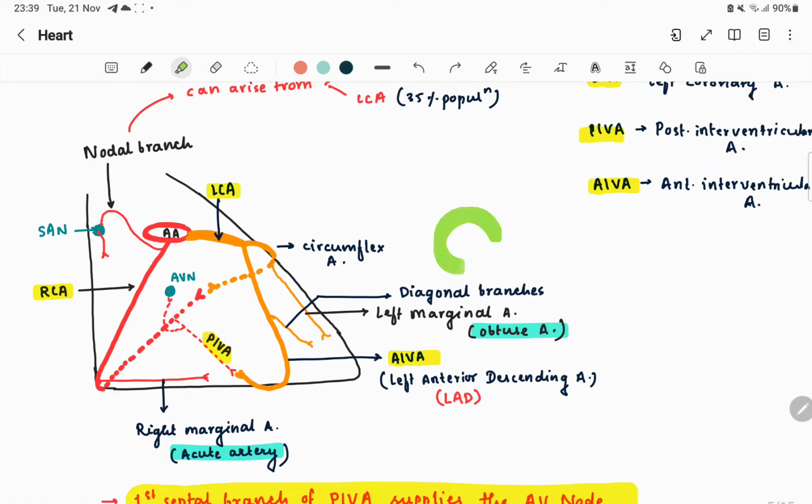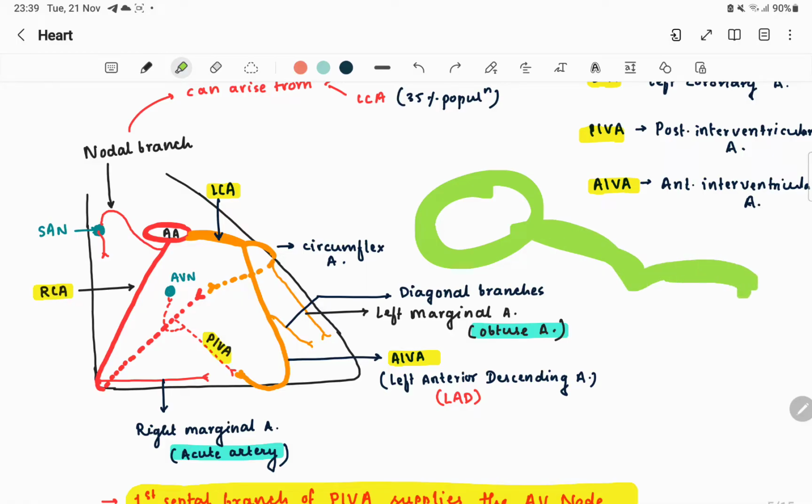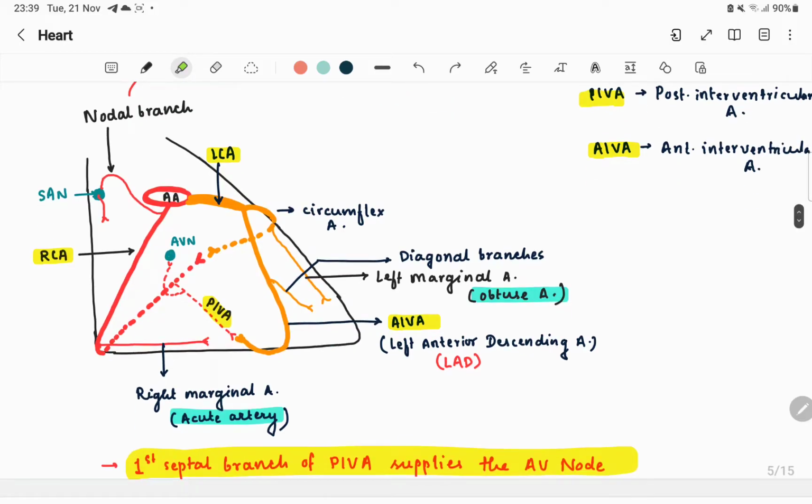So what we have: AA, that is your ascending aorta. The left coronary artery gives a branch, the circumflex artery, which goes backward like this, and this gives a branch called your left marginal branch, that is your obtuse artery. So this is the course of your left coronary artery. And another branch is coming like this, which is called your AIVA, the anterior interventricular artery. This AIVA is present in the front, and the circumflex artery is going back. So this is the course of your LCA.